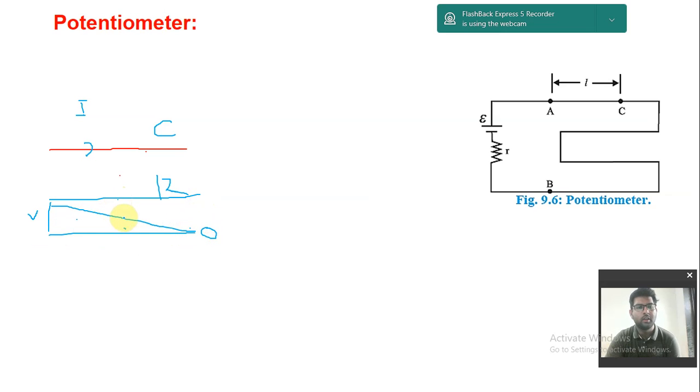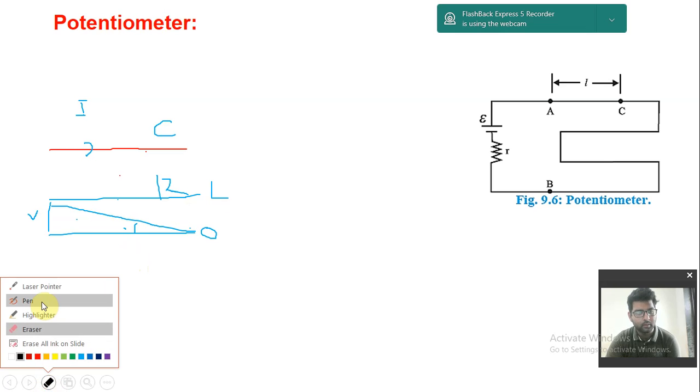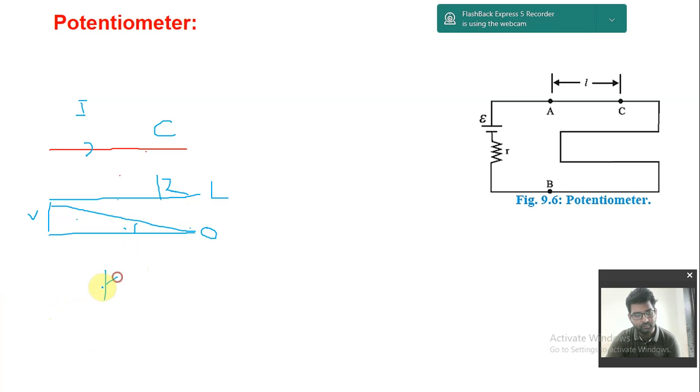Okay, so there is a definite gradient of potential. If the length of the wire is L, this gradient is denoted by, suppose, K. And this gradient is what? Tan of, suppose this is x, then tan x is perpendicular upon base, and this base is of length L, and this perpendicular is of volt V. So this gradient will be V upon L.